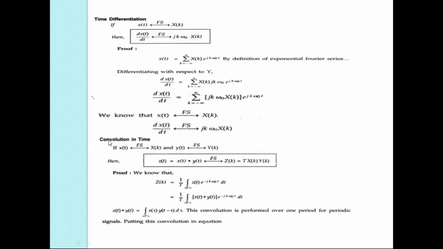Today we are going to discuss the remaining Fourier series property, that is the convolution in time. Before discussing the convolution in time property of Fourier series, you have to know what the convolution is, and what formula you have to use for continuous time signals and discrete time signals.